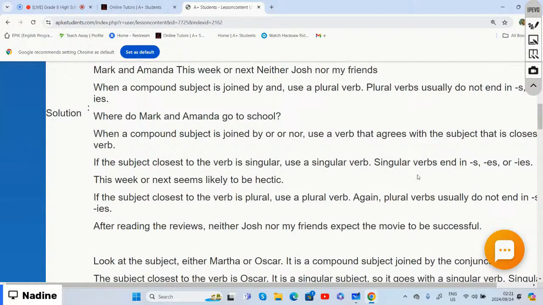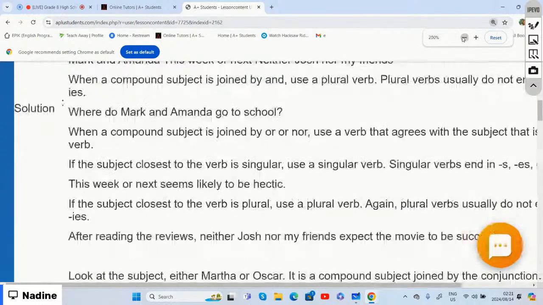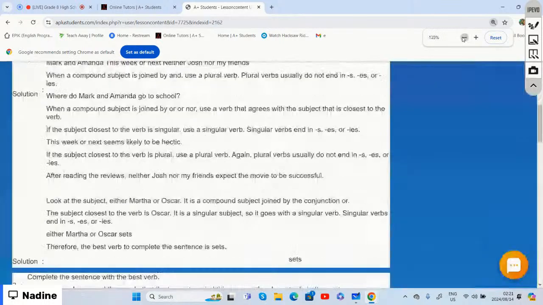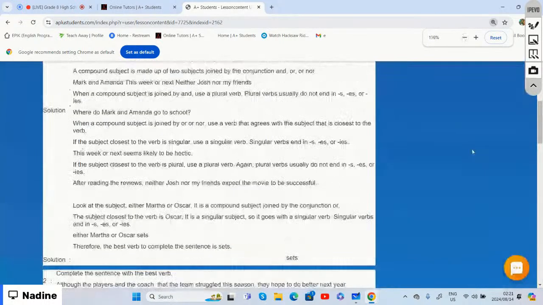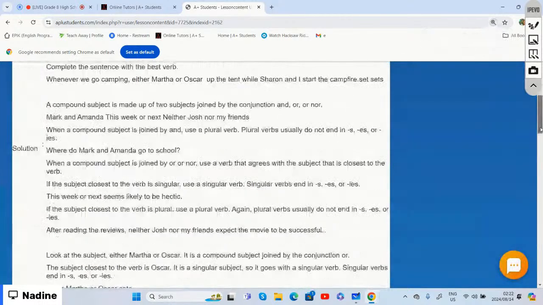How do I make this thing small? It's still going bigger. Oh yeah. There we go. All right, that's better.